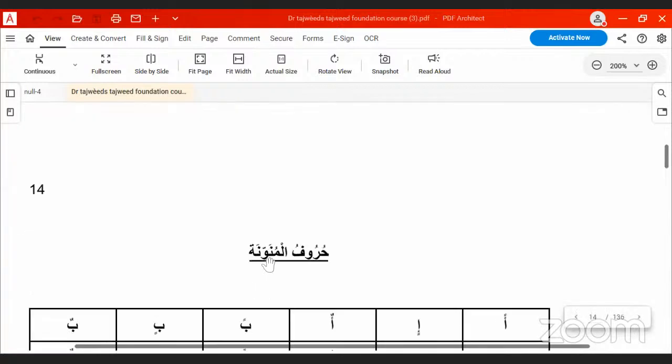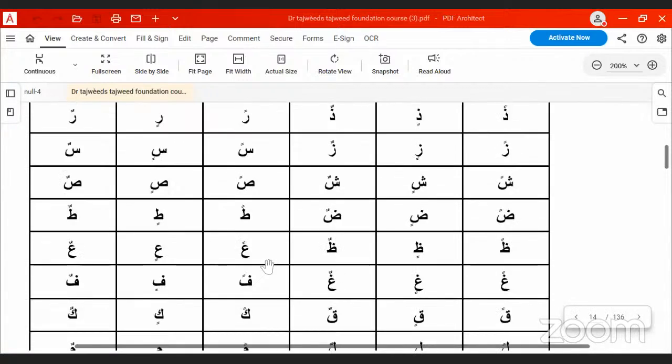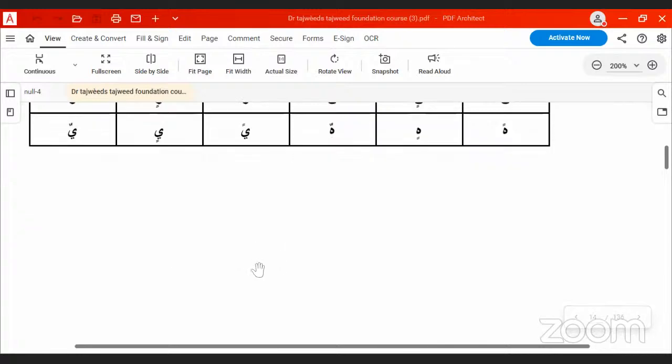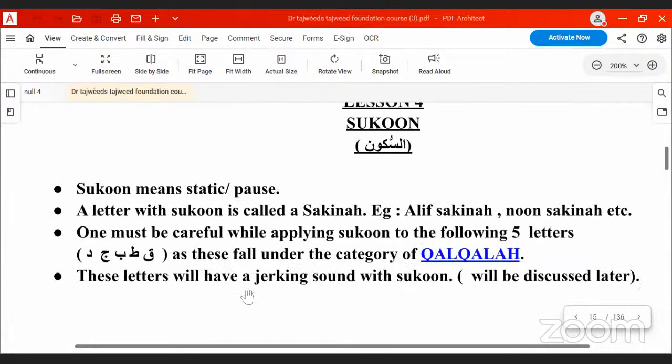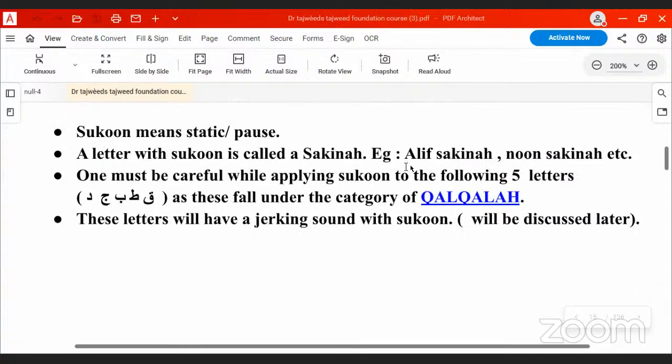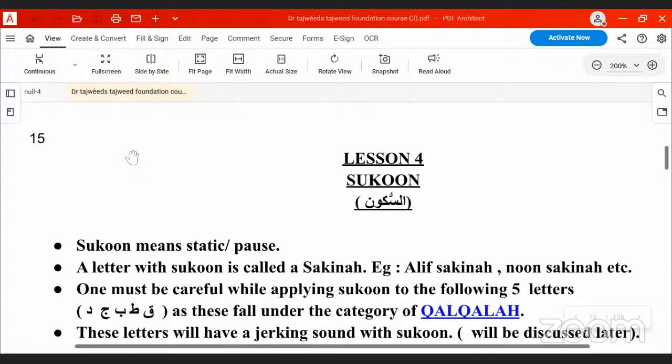Since the class is for 1.5 hours, I'll try to complete as much as possible so that we don't miss any chapters. The next lesson which we are going to learn is about a sukoon. Give me 5 minutes, I'll take a short break. Inshallah, we'll come back after 5 minutes.